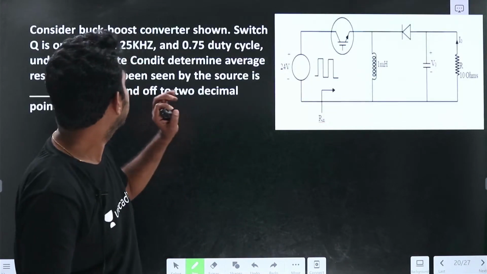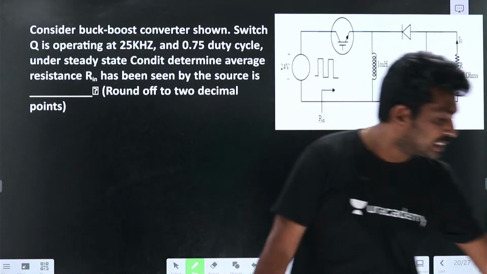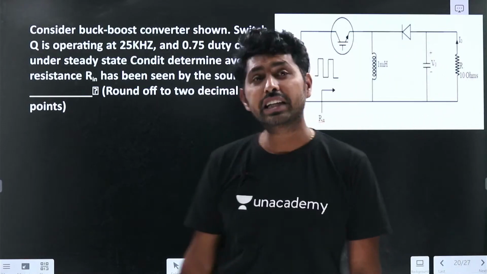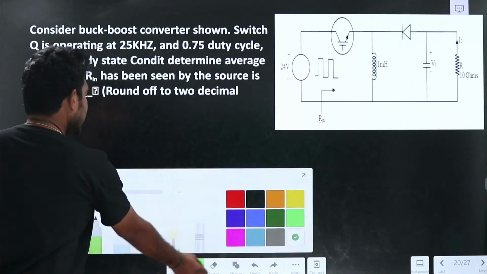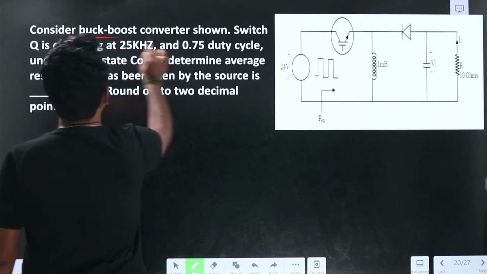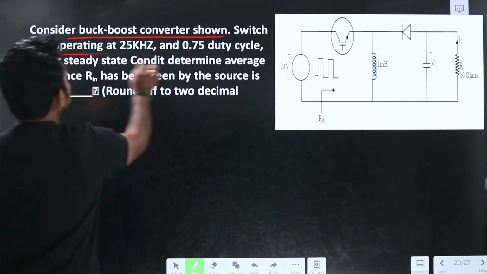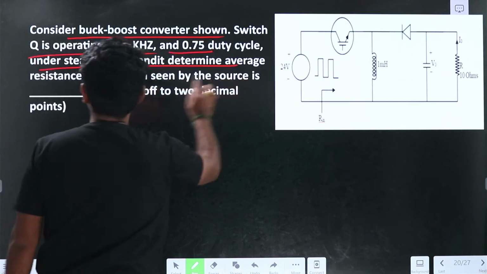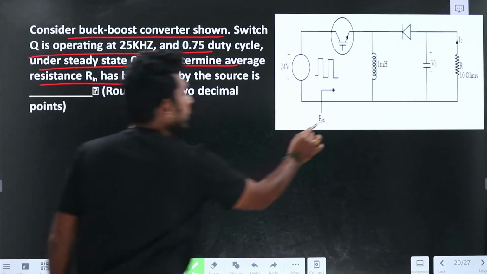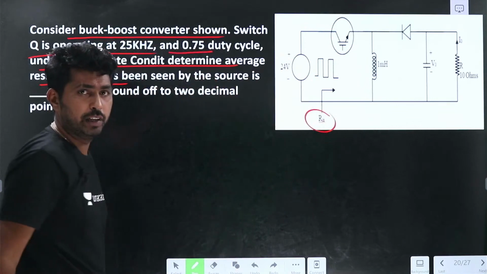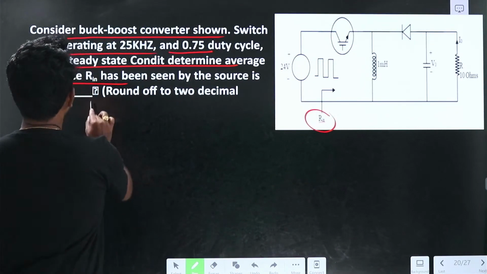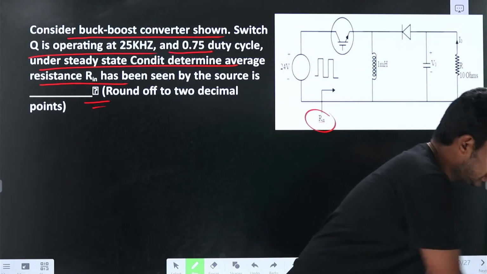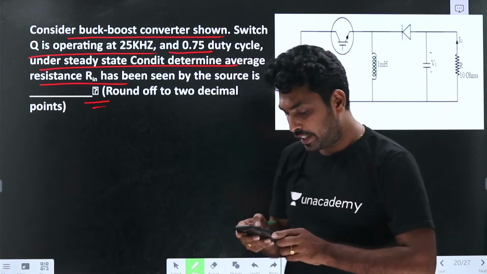Let us see the next question. This is the easiest question. Try to find the input resistance. Here the converter is given as a buck boost converter, and the switch is operating at 25 kHz and the duty ratio is given as 0.75. Under steady state condition, determine the R in value. We need to find the input resistance value seen by the source. So try to solve this question.